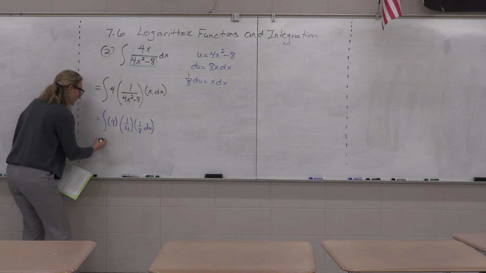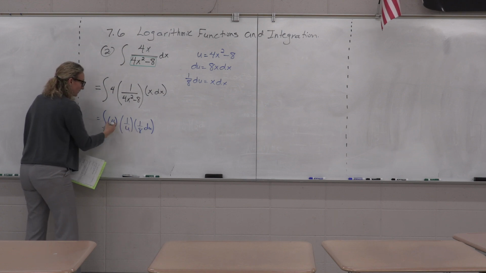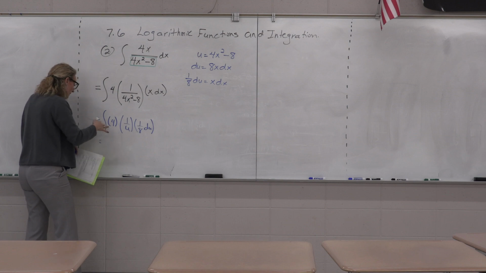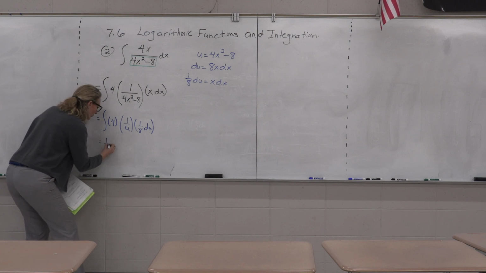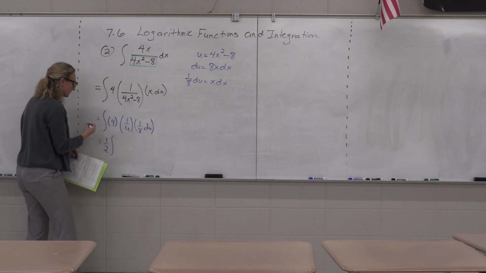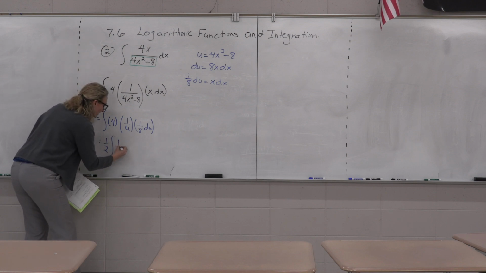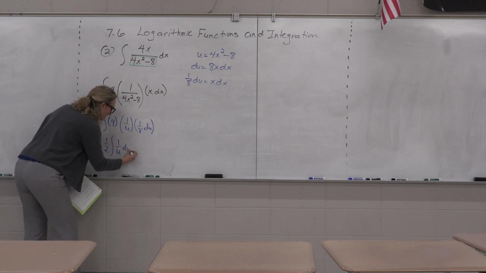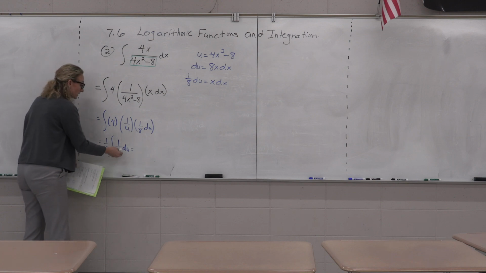So if I multiply things together, I'd have the 4 and the 8 going to reduce to 1/2. You can either put it in the integral or put it out front. It doesn't make any difference. 1/2 the integral of 1 over u du. So then you're like, yep, success.